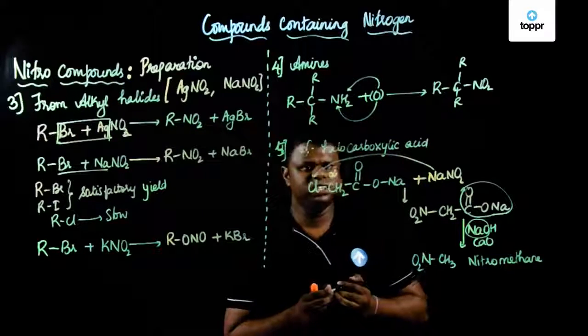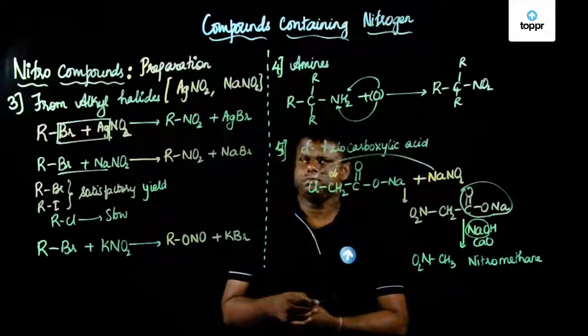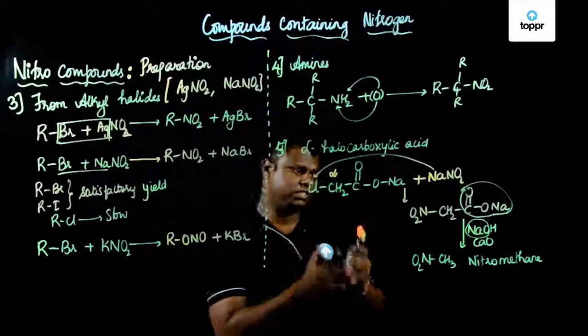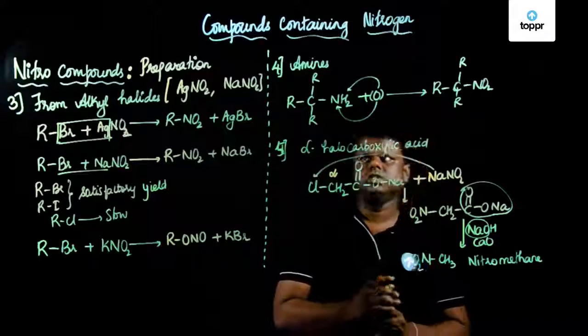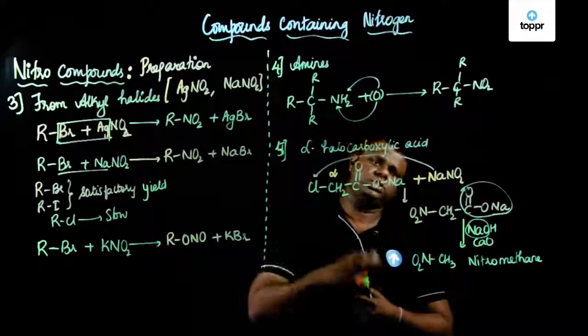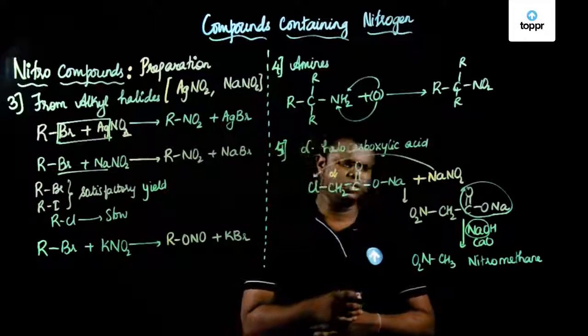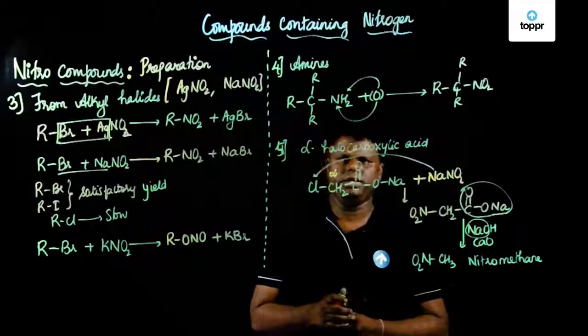So this is one of the easiest methods of preparation of nitro compounds. First is using AgNO2 and NaNO2, next is using tertiary alkylamine, and you could use alpha halo carboxylic acid as well to get nitromethane in good yields.